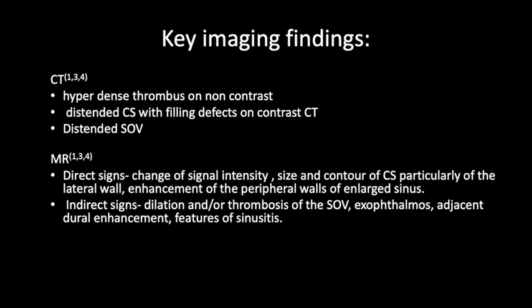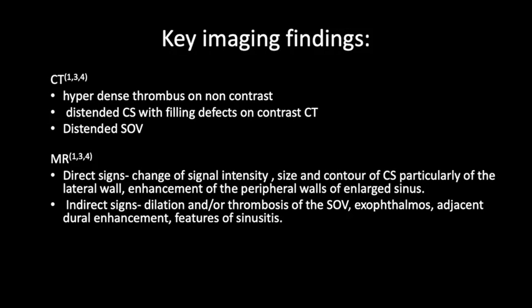Key imaging findings are mainly CT and MRI based. On CT, looking at a non-contrast enhanced study, we look for the hyperdense thrombus sign within the cavernous sinus itself. On contrast enhanced imaging, you can really see distension of the cavernous sinus, and quite often you can see a filling defect within. Sometimes you can see a distended superior ophthalmic vein as well.